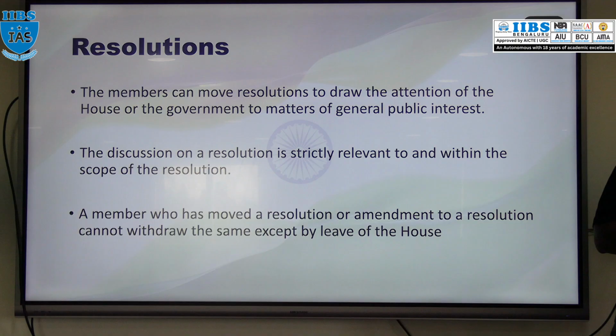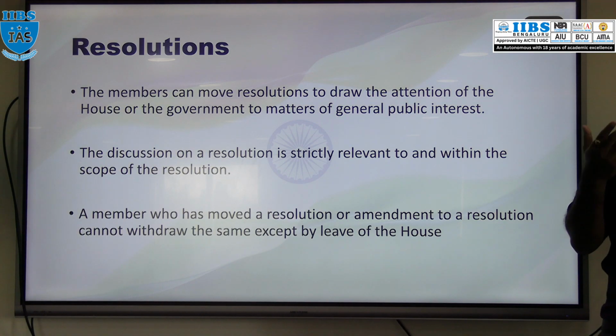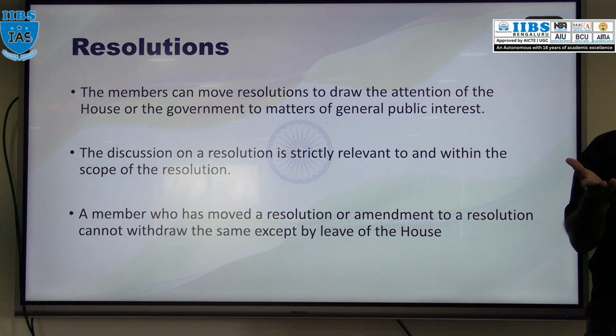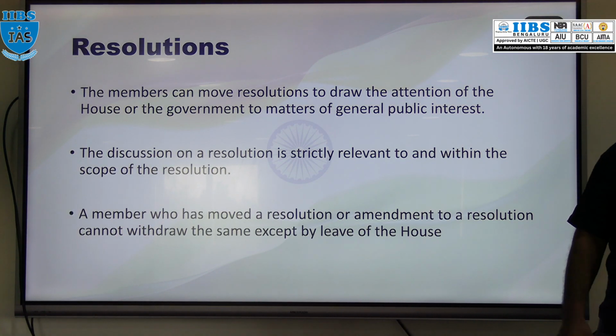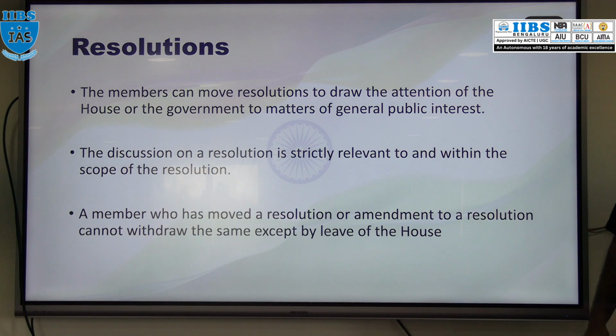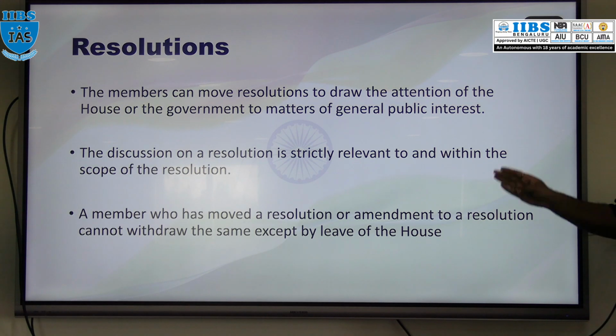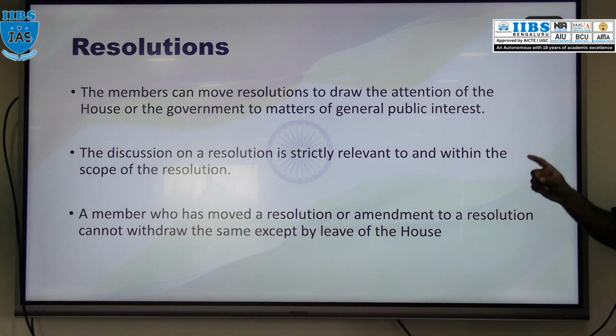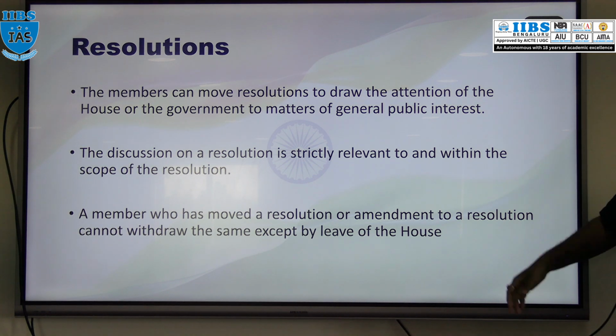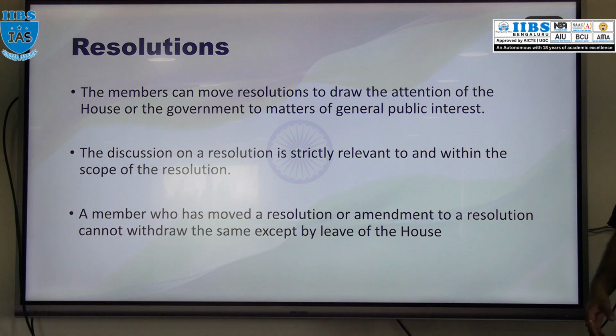Then we have a resolution. So what is a resolution? A resolution is a proposal made by a member of parliament to discuss or debate a particular matter of public importance. Why was this resolution introduced? To draw the attention of the house and the government to a matter of general public interest or public importance.